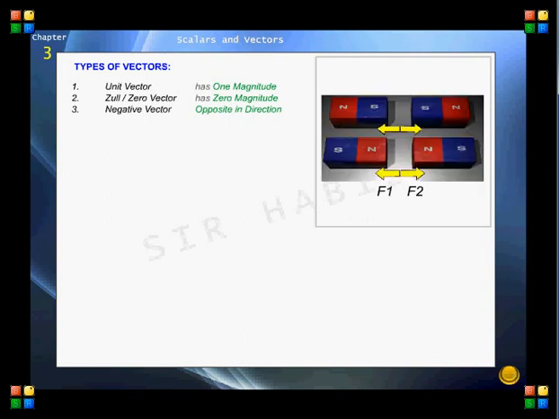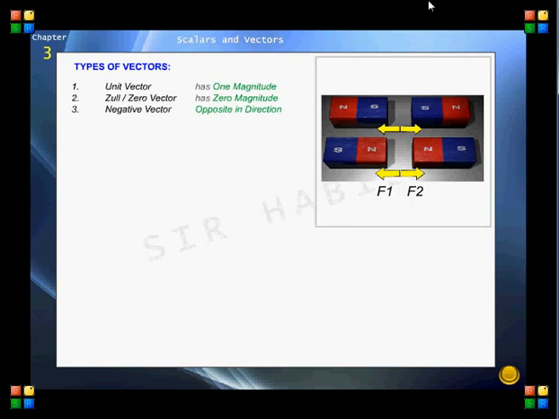Let's see the example. Here are 4 magnets, and we know that if the poles of the magnets are opposite, they attract each other. But in this second case, the south is in front of south, so they will oppose each other. They will push back, and they will apply a repulsion force. So here too, north is in front of north, and they will apply the opposite force.